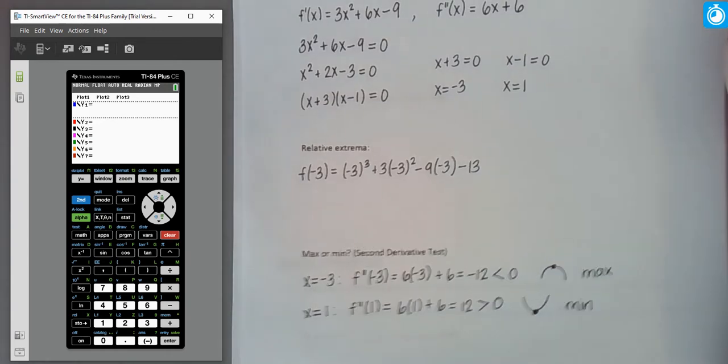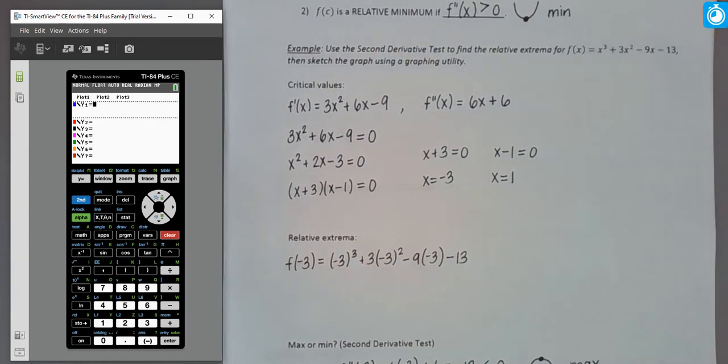So I'm not typing in these specific values, I'm typing in the function since we do want to graph it with our graphing utility. So x cubed plus 3x squared minus 9x minus 13. And let's graph that. Okay, so there's our graph. We want the extreme values, so go to the table.